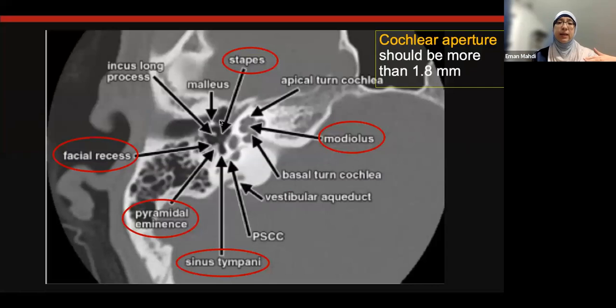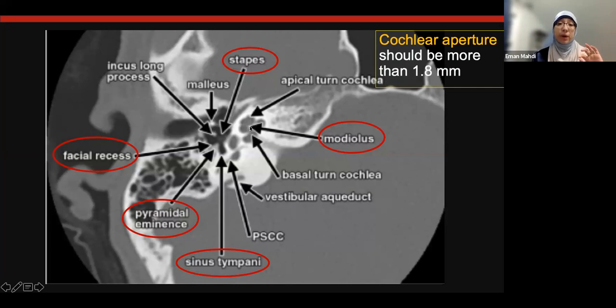And then again, on the next cut, you still have the malleus and the incus. You start seeing the stapes in a better shape. And from the cochlea, now you start seeing the rest of it, the middle and the apical turn of the cochlea.